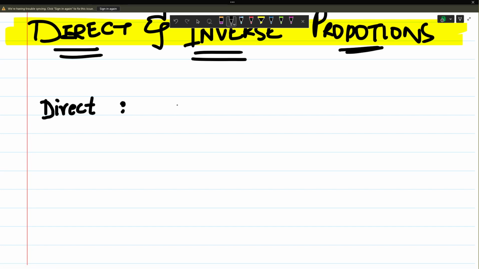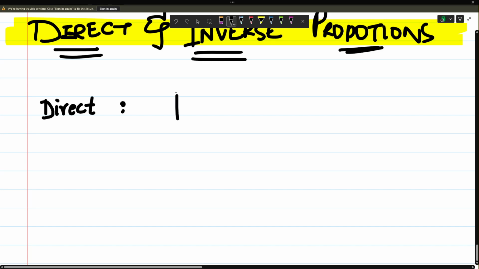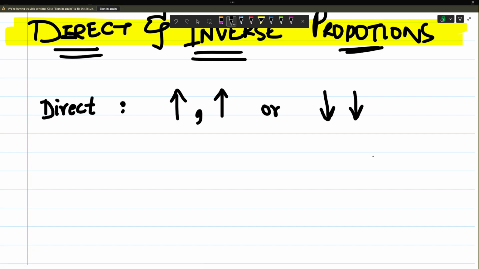Direct proportion is when one quantity changes, if it increases, the second quantity also increases. Or if one quantity decreases, the second quantity also decreases because of it. या तो both of them increase together or they both decrease together. Right? Now how does that work?